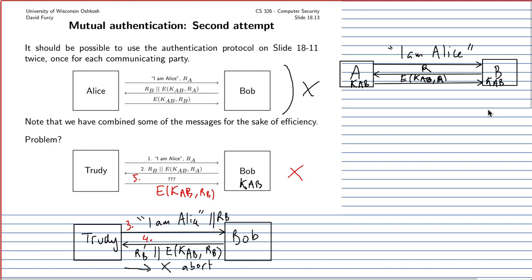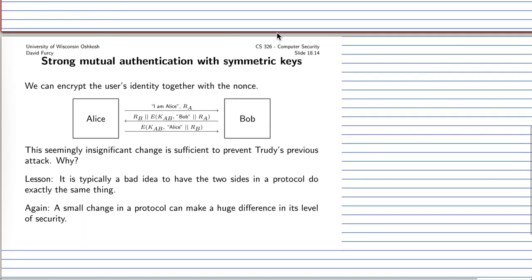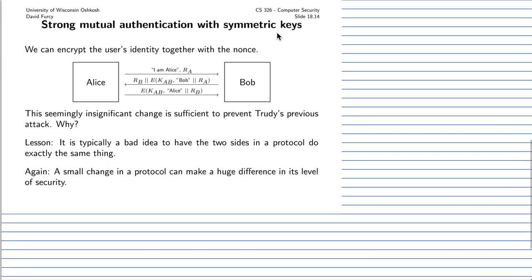So how are we going to solve this? This is a failed attempt. Can we actually come up with a third attempt that will successfully mutually authenticate users to each other? And here is a proposal. The proposal to prevent the previous attack is to make sure that every time one user authenticates themselves to the other user, they encrypt not just the challenge, but also a string that is specific to them, like their name or their identifier.